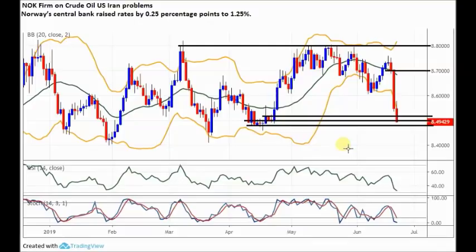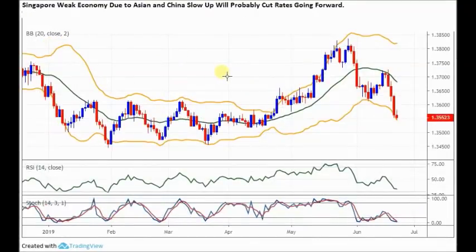Right, let's move to our last chart, which is going to be USD SGD. All right, last chart, USD SGD. You can see a nice fall there. Reversion back to the mean price, and another big fall, basically just at the outer Bollinger Band.